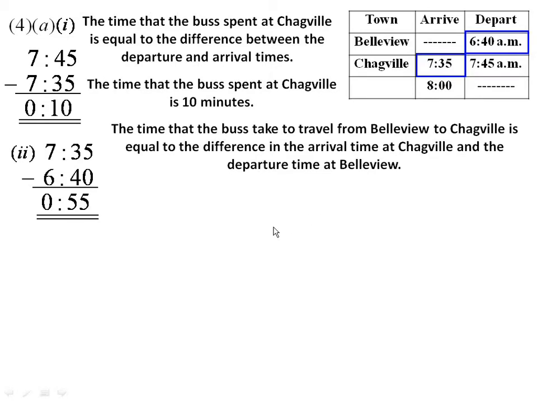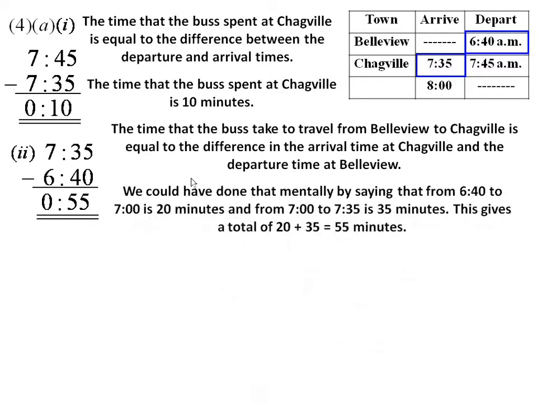It is that simple. If not, then we'll take a second look at it. We could have done that mentally by saying that from 6:40 to 7 o'clock is 20 minutes. From 7 o'clock to 7:35 is 35 minutes. This gives a total of 20 plus 35, which is equal to 55 minutes.